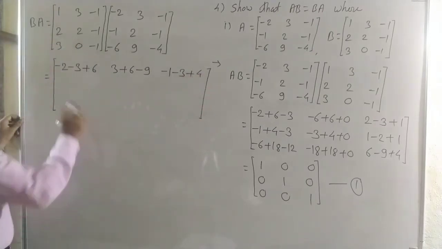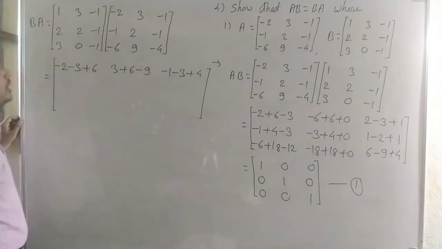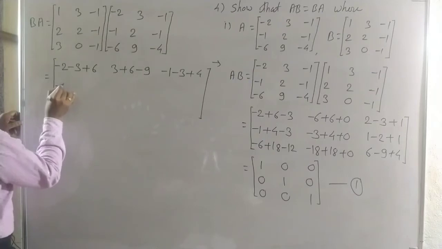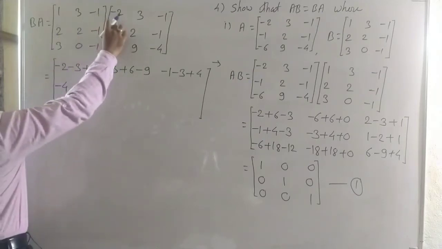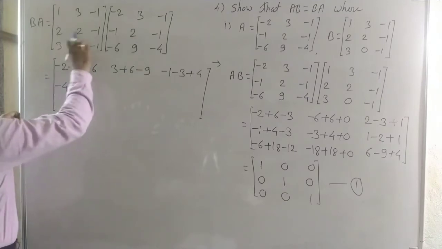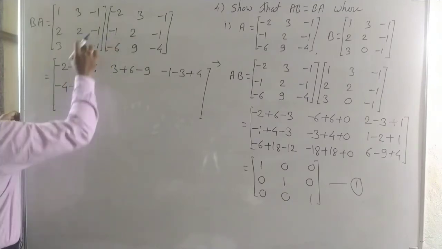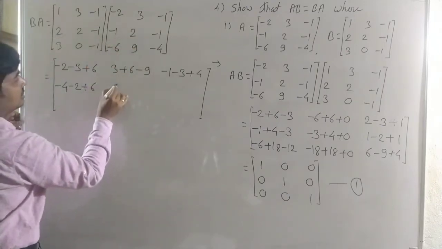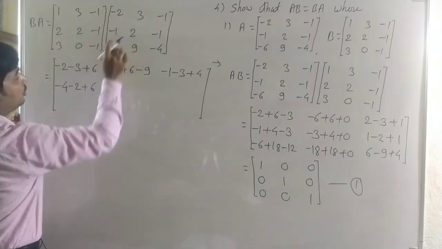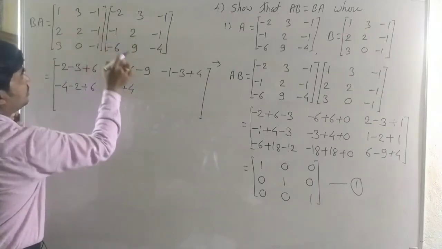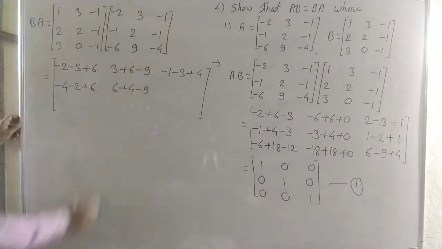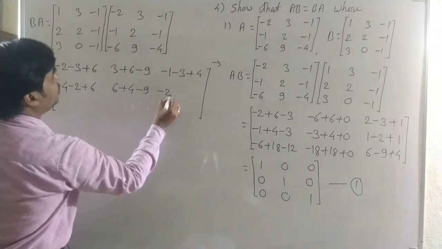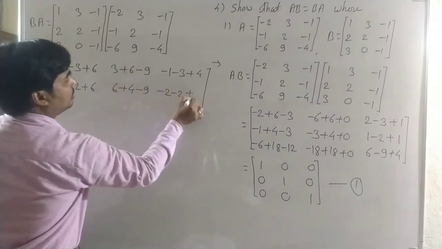Okay, now the first row is done. Now second row, first column: 2 into minus 2, it is minus 4. 2 into minus 1, it is minus 2. And 1 into minus 6, it is minus 6... plus 6. Then second row, second column: 2 into 3, 6, 2 into 2, plus 4. And minus 1 into 9, it is minus 9. Now second row, third column: 2 into minus 1, minus 2. 2 into minus 1, minus 2. And minus 1 into minus 4, it is plus 4.